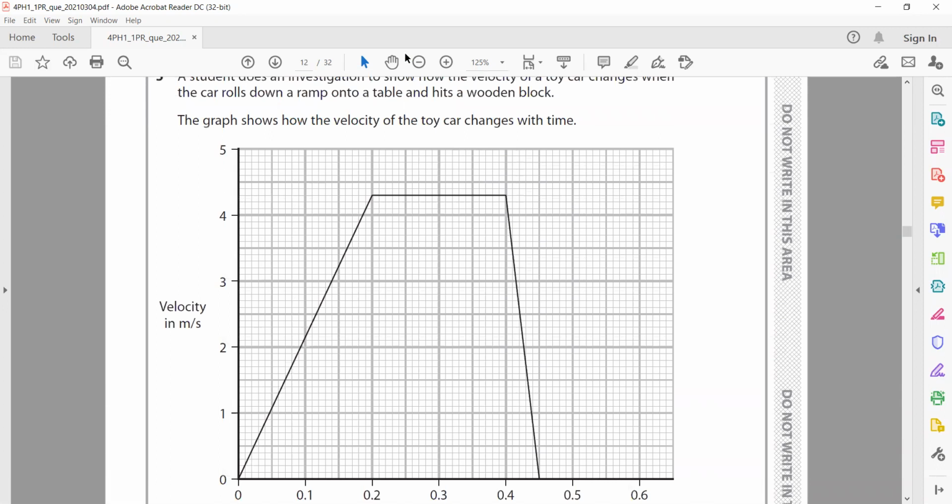So in the same graph, if a soft material is there, it may not even have a constant deceleration, but the deceleration compared to the first one will be less steep.